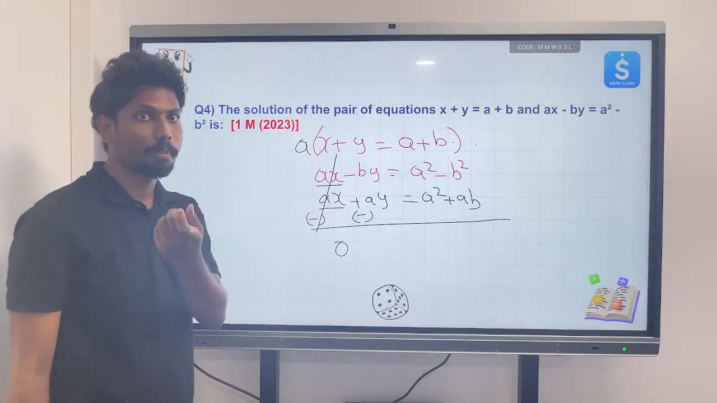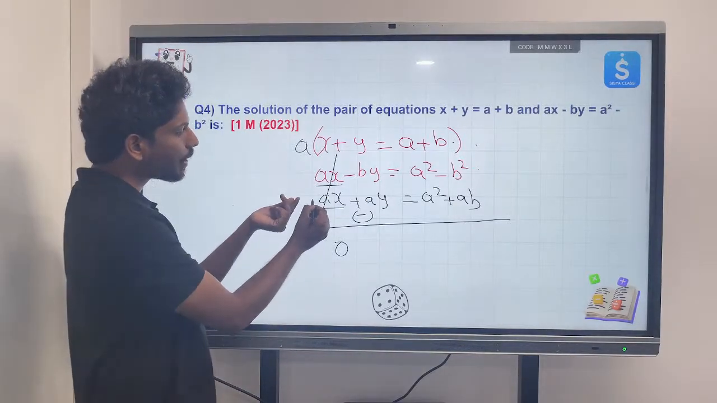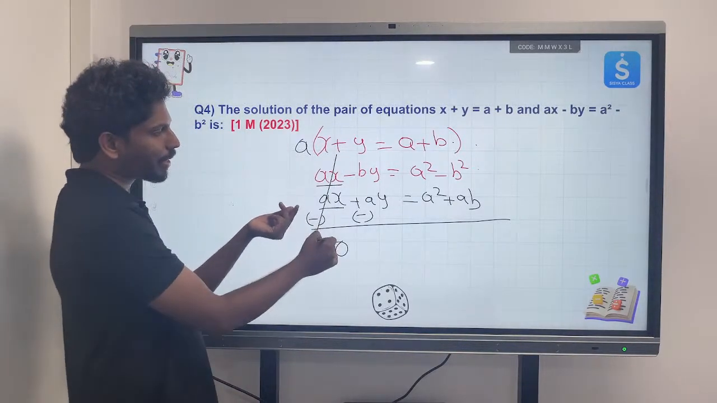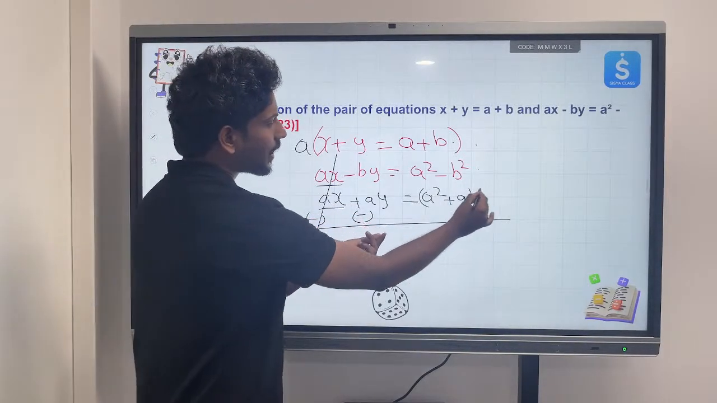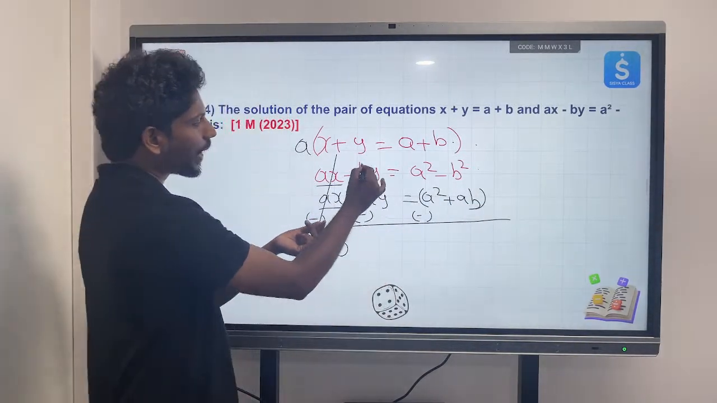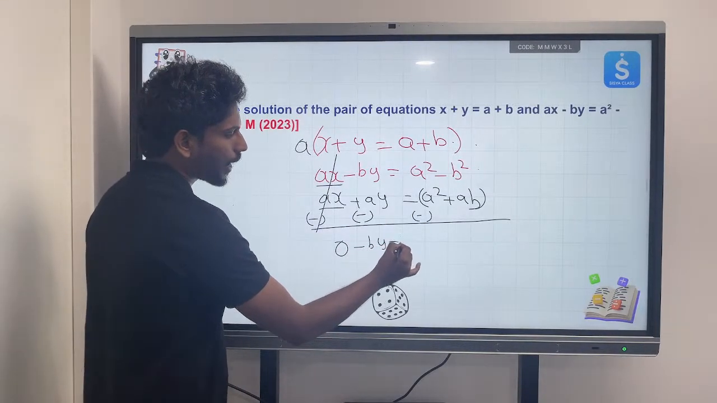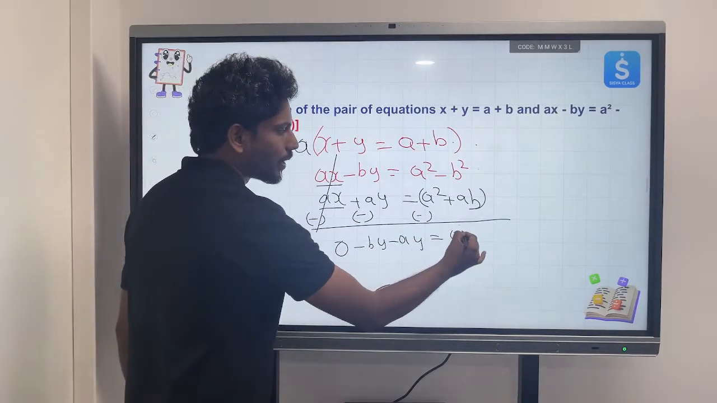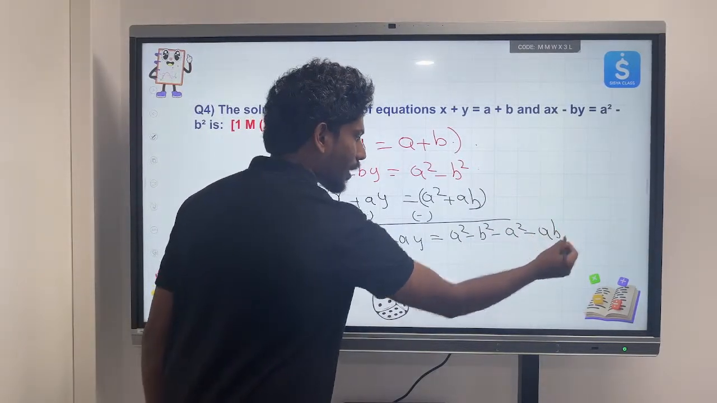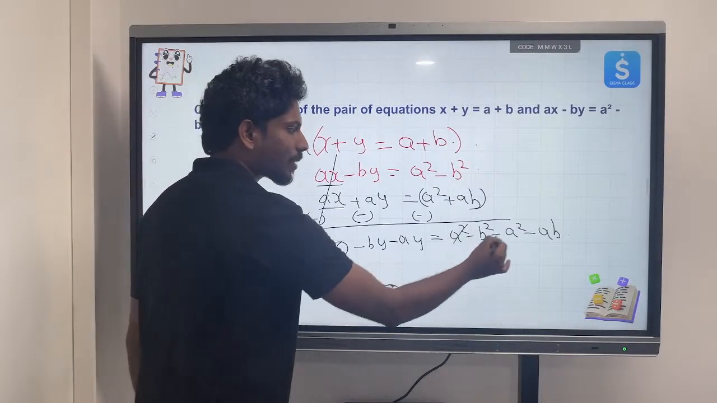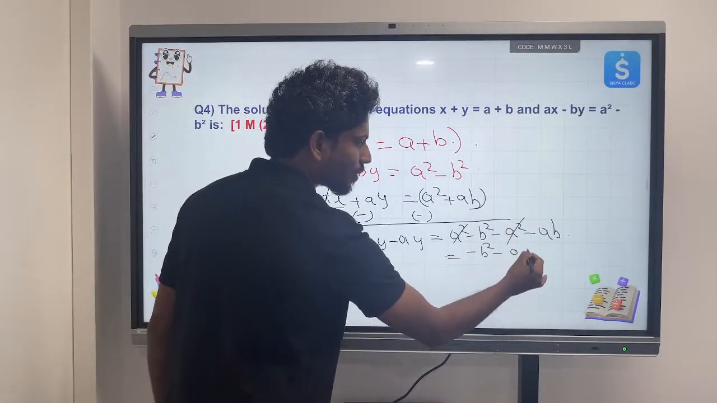Whenever you are using subtraction, just change the sign. What is the sign over here? Plus, minus. In order to cancel this, here the sign is plus, I am choosing the minus. Here the entire sign is plus, I am choosing the minus. So minus ay is equals to a square minus b square minus a square minus ab, right? Now I can cancel this a square and minus a square, and what can I do now? Minus b square minus ab.